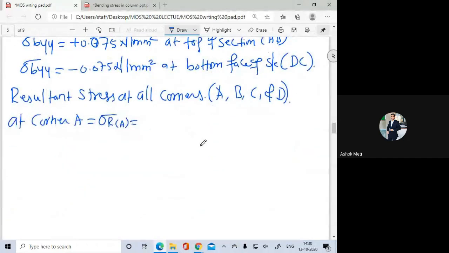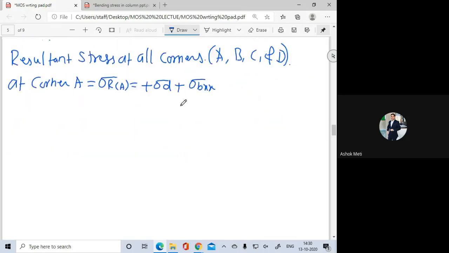So now I will go for corner A. So here plus sigma d. And again at the particular point A there is a top face. What will it be for the top face? That is sigma bx. So here you can see.